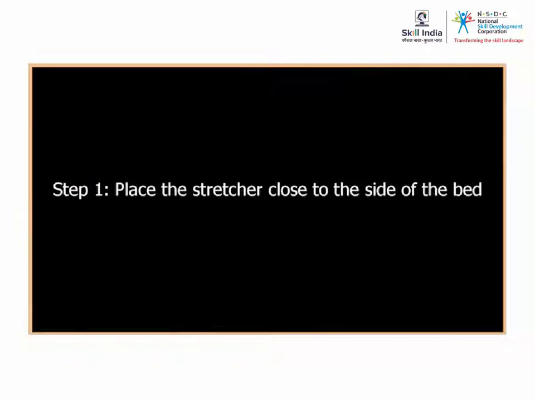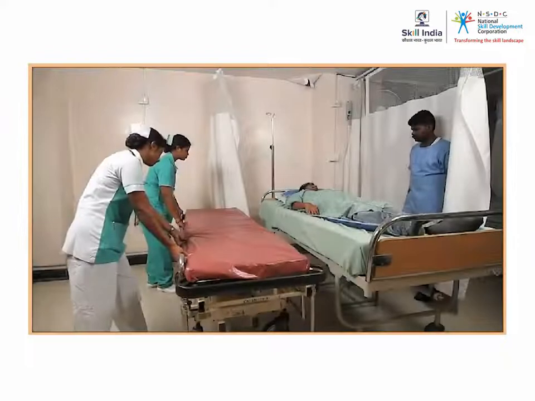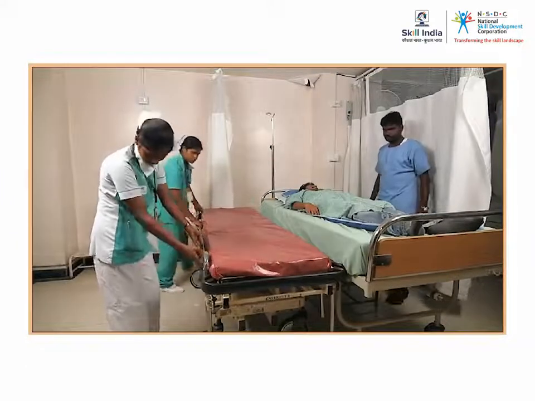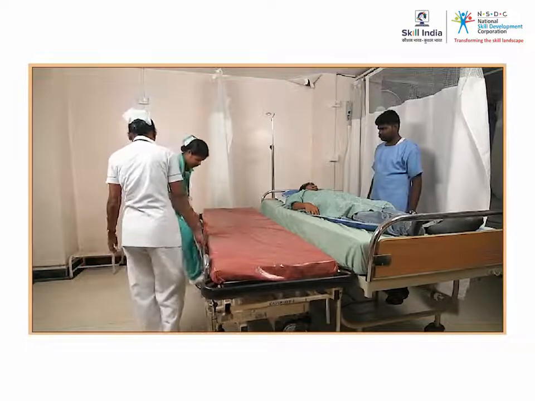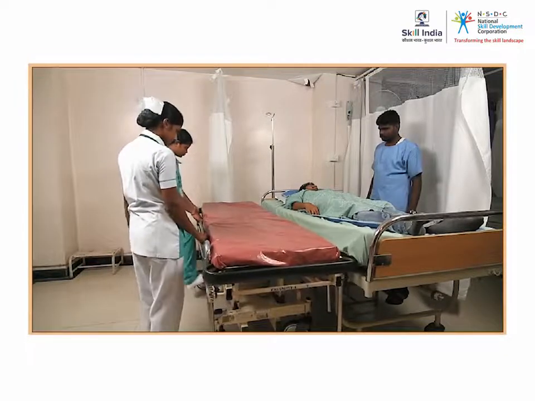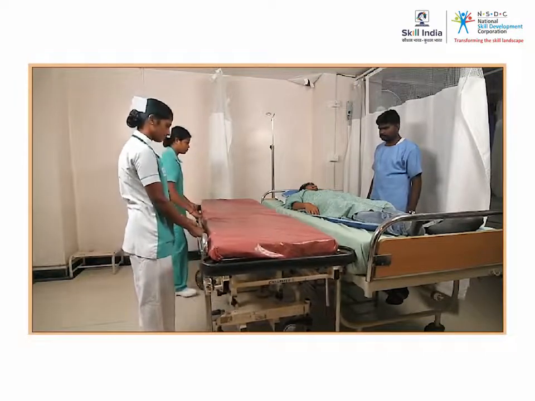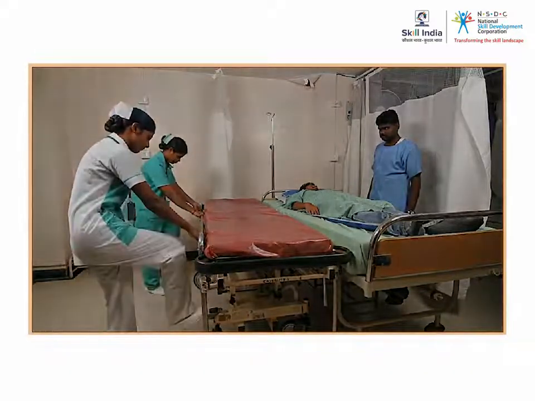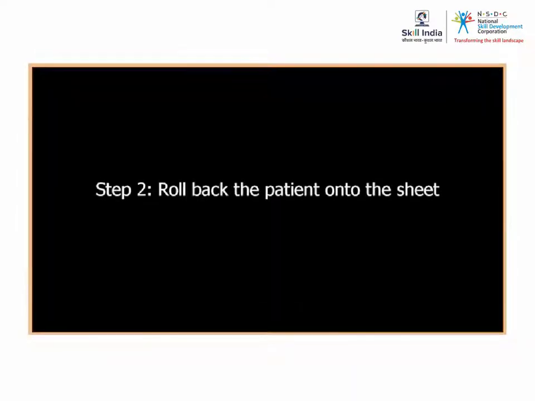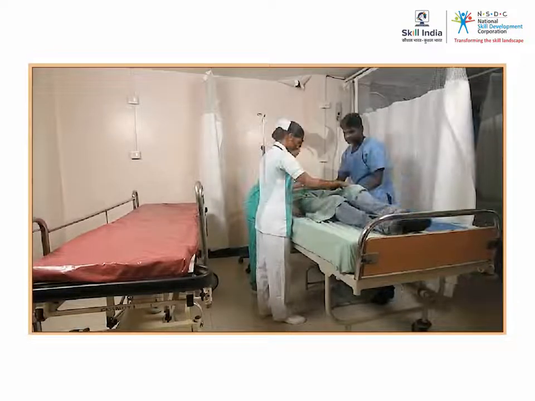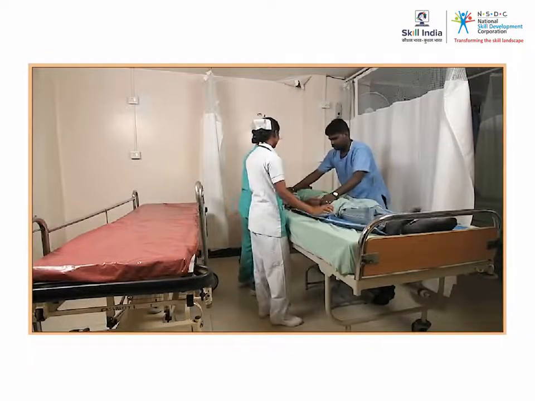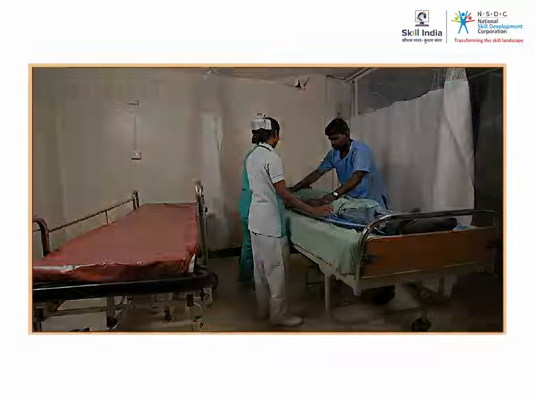Place the stretcher close to the side of the bed. As the assistant in charge, ensure that both the bed and the stretcher are stabilized or locked before moving the patient. Roll the patient gently to a side and place a sheet on the bed. Roll back the patient onto the sheet.